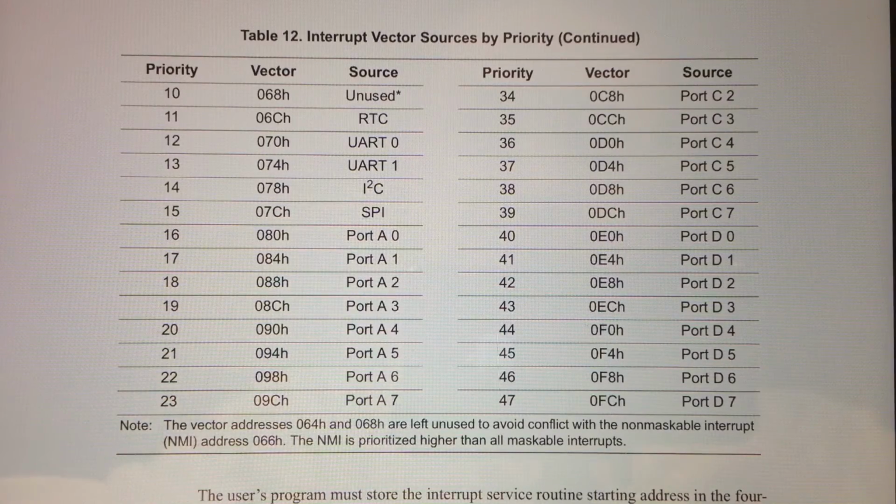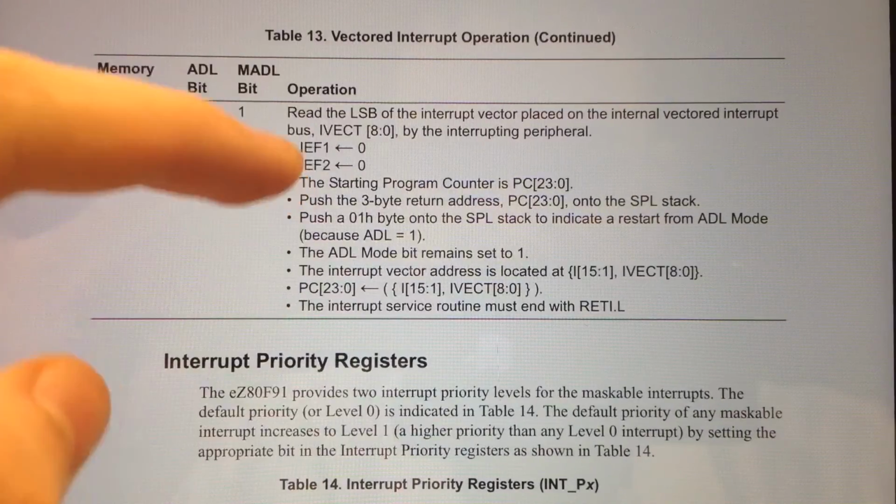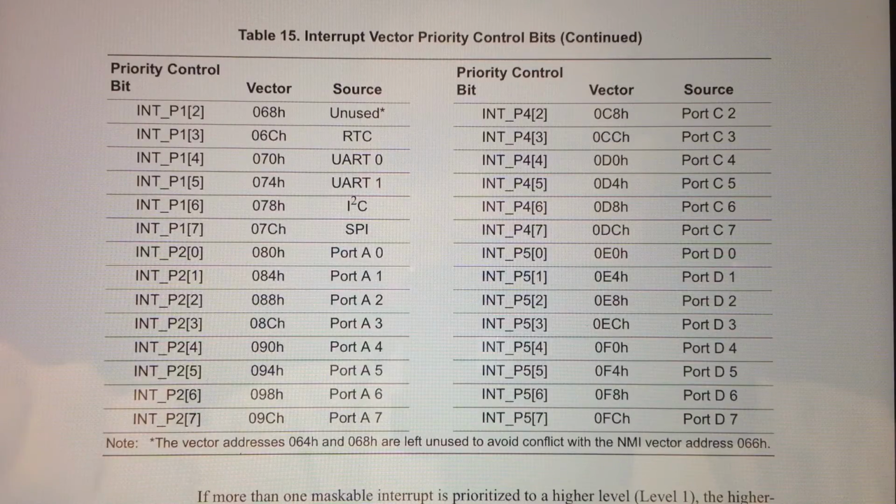So what I need to do is increase the priority level of the pin interrupt, and there are interrupt priority registers here, and here there are interrupt vector priority control bits, and if you set that bit for an interrupt, it gets boosted up by 1 level. So if you put it on level 1, then it comes before all level 0 interrupts. That's what I'm going to try now.